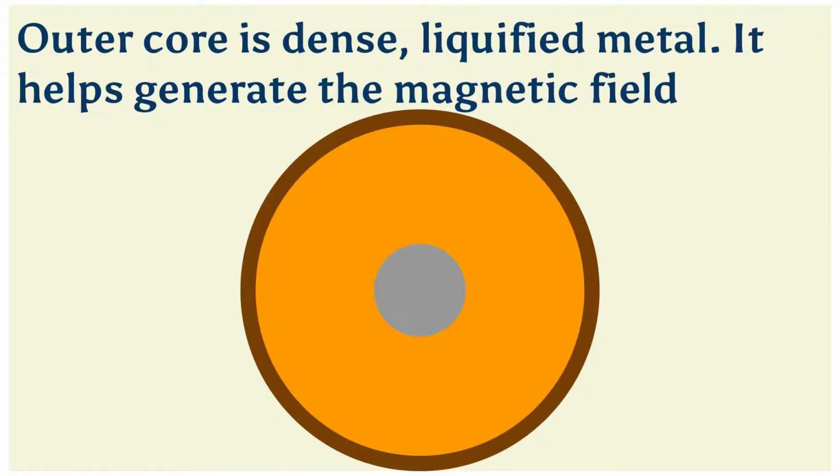Below the mantle is the outer core. The outer core is a dense liquified metal layer. And because there's that liquid metal in the outer core, it's going to help generate the magnetic field, which I'll talk about next.